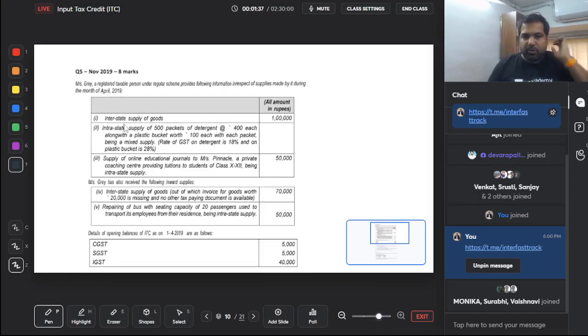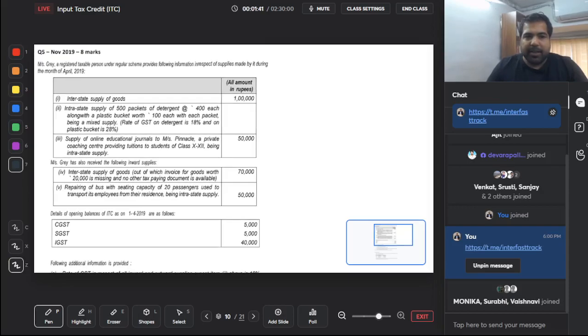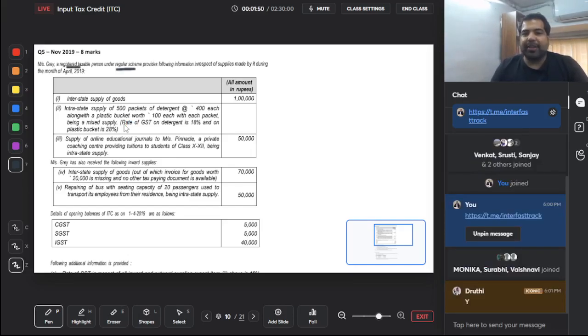I'm just going to zoom out a little bit so that I can write better. Mr. Gray, a registered taxable person. Please tell me guys, if he is registered, is the government happy? Yes. Under the regular scheme, he provides the following information in respect of supplies made by it during the month of April. Is the month important? Yes guys, the month is important.